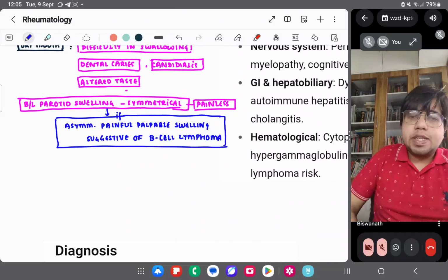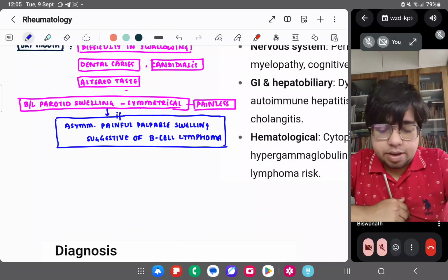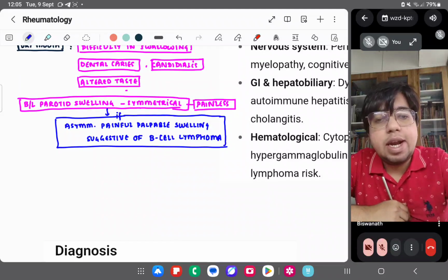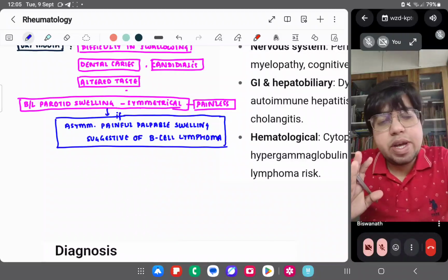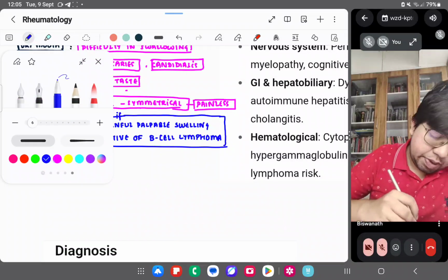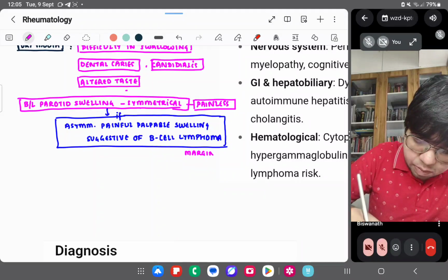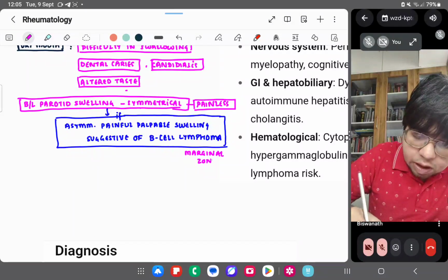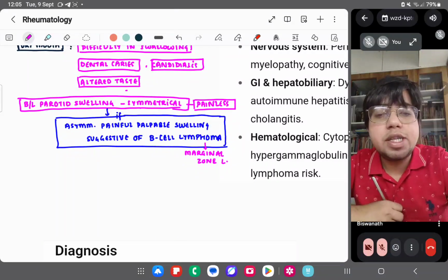Artificial saliva supplements are there. Cevimeline drug is there, right? We have treatments, but B cell lymphoma, not that. And it is basically a marginal zone lymphoma. Okay, marginal zone B cell lymphoma. It is most commonly a marginal zone. This is a marginal zone lymphoma. It's an extranodal marginal zone lymphoma.